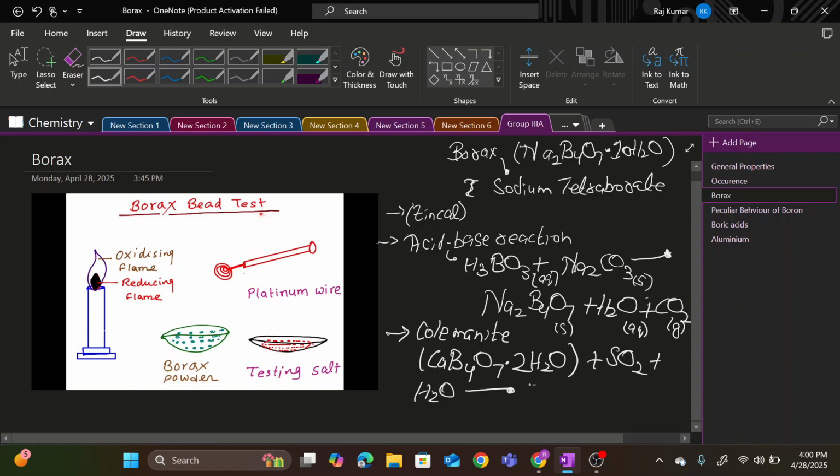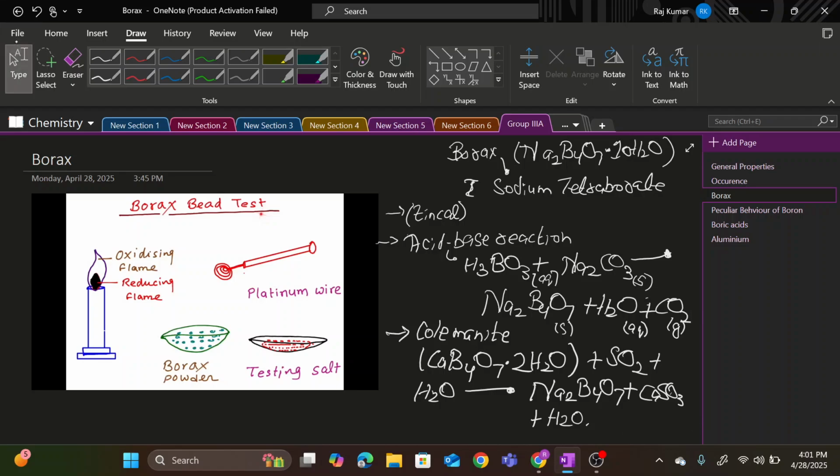it produces borax plus calcium sulfite. It's not calcium sulfate, it's calcium sulfite actually. Calcium sulfite and H2O. Right. So this is the thing.